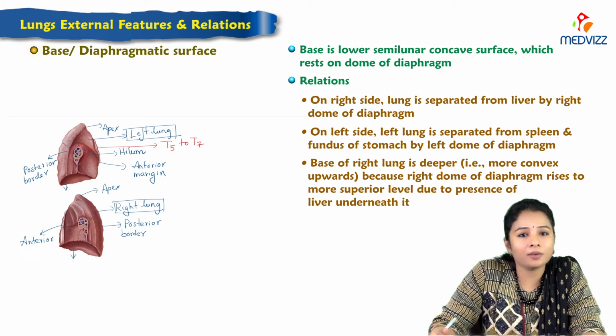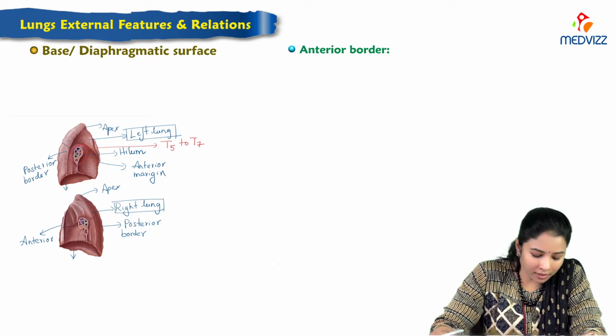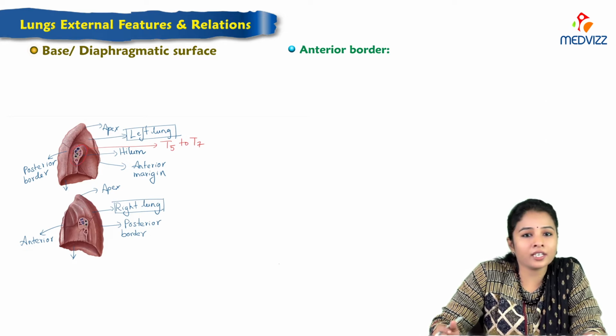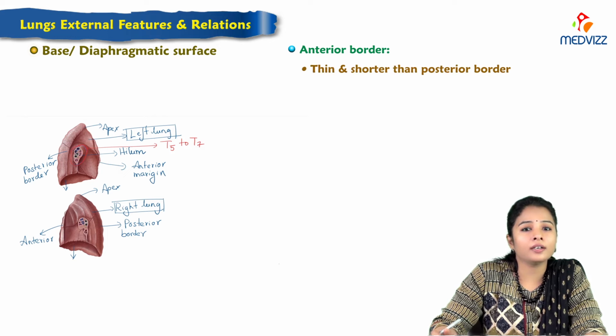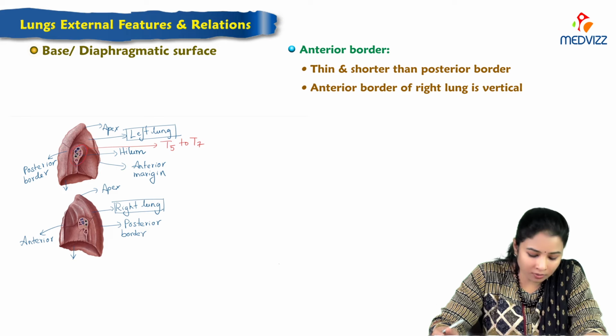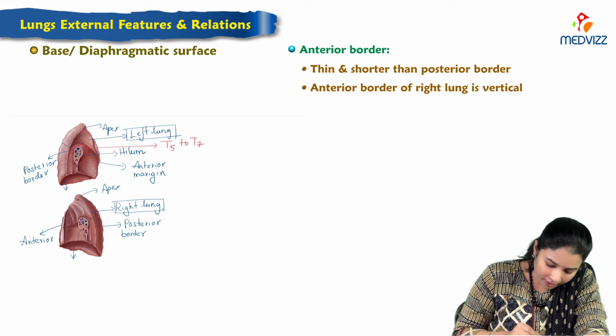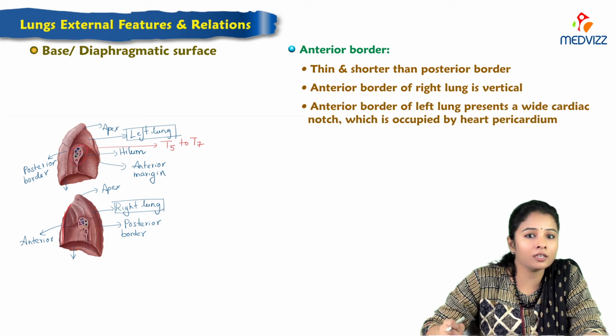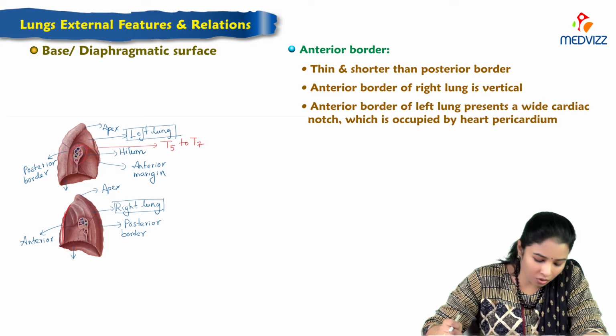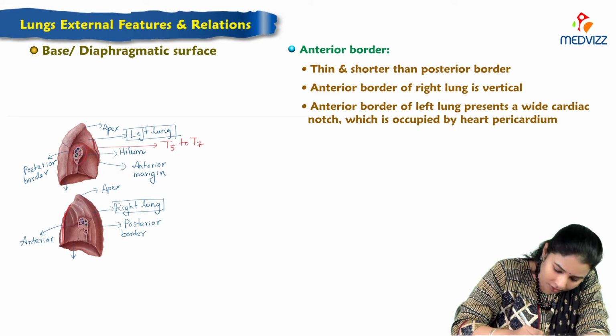So let us discuss the borders of the right and left lung. Already I said during side determination, the anterior border is a thin border, and it is thinner and shorter than the posterior border. The anterior border of the right lung is vertical. So this is the right lung, and the anterior border is almost vertical down. Whereas the anterior border of the left lung presents a wide notch which is called the cardiac notch. So you can see here.